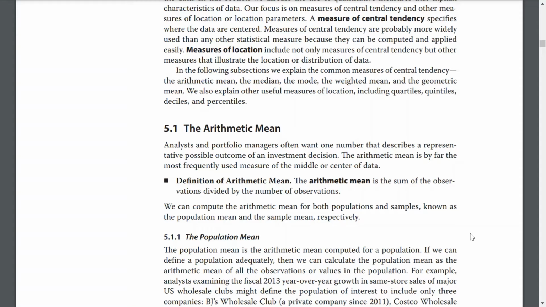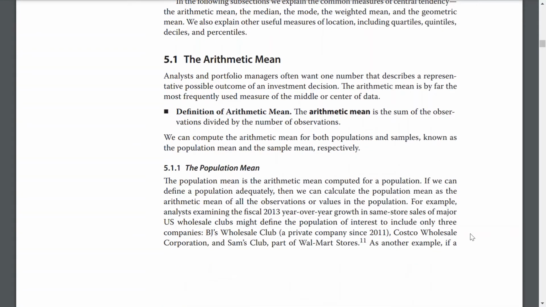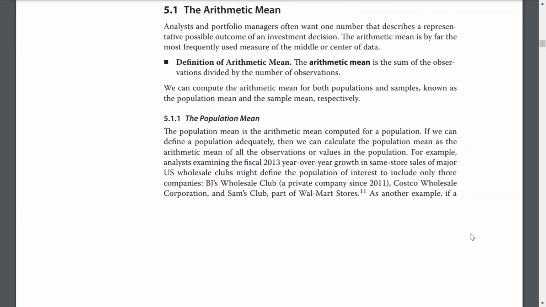So 5.1, the arithmetic mean. Analysts and portfolio managers often want one number to describe a representative possible outcome of an investment decision. The arithmetic mean is by far the most frequently used measure of the middle or center of data. Definition of arithmetic mean: the arithmetic mean is the sum of the observations divided by the number of observations. So the average, okay? We could compute the arithmetic mean for both a population and a sample, known as the population mean and the sample mean, respectively.